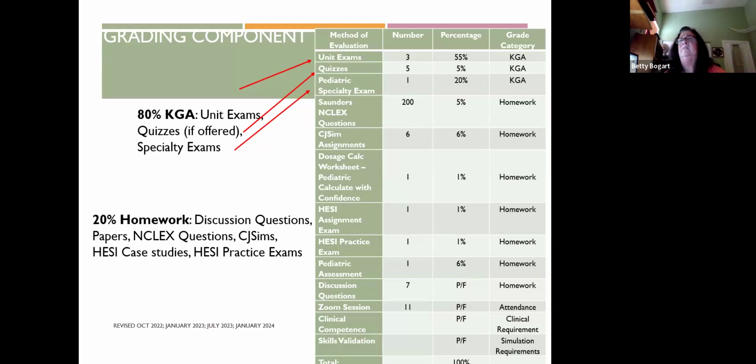We have 2 HESI practice things before the HESI. They're both worth 1%. And then you can see this pediatric assessment. It's 6%. Think about as we go along in this course, is there a diagnosis on a child that you want to know more about? Did your child, did your friend's child, or did you see someone with this diagnosis and want to know more about it? So pick a diagnosis.